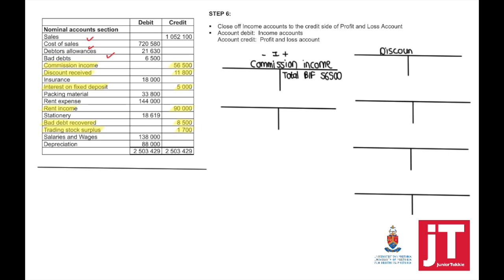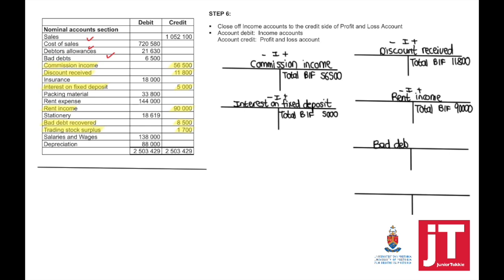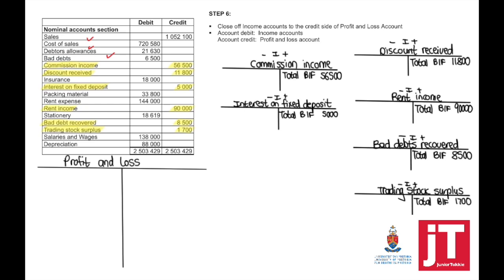So we start with commission income. It's an income, so the total brought forward is on the credit side. Discount received, interest on fixed deposit, rent income, bad debts recovered, and trading stock surplus. All of this is regarded as an income, which means the total brought forward is on the credit side. We need to take this now to the profit and loss account.